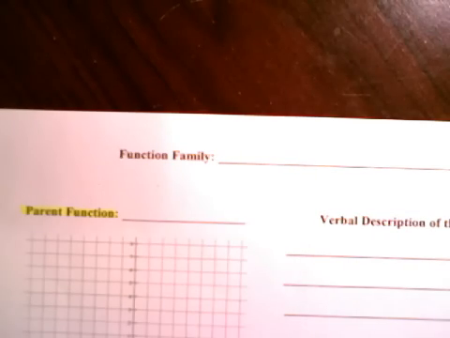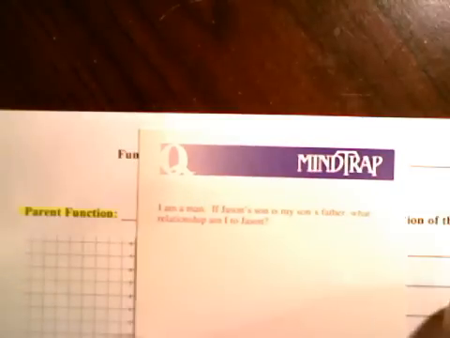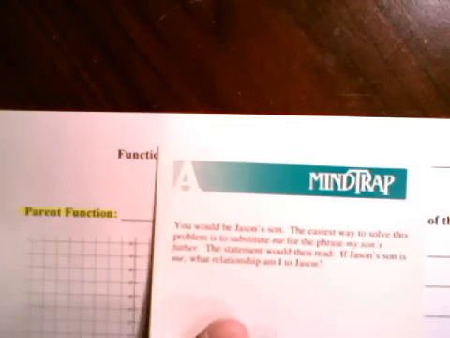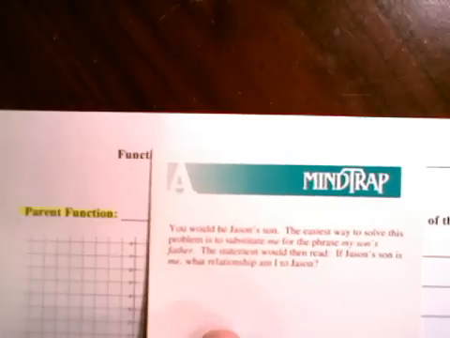Page 16 is the rational function family. And by the way, let me get you a riddle here. Here's your next riddle. I am a man. If Jason's son is my son's father, what relationship am I to Jason? Pause the video if you want to think about it. I'm going to say the answer right now. So the answer is you would be Jason's son. That is the answer.